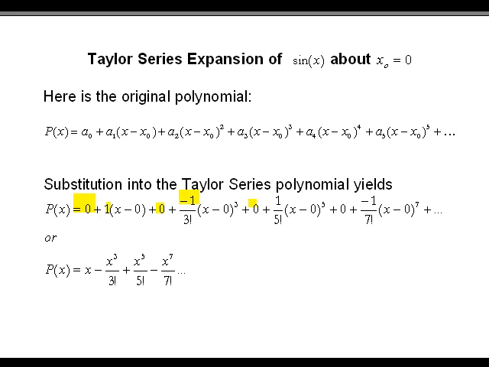For a4 you had a 0, so I just zeroed it out. For a5 you had 1, but it has to be divided by 5 factorial. a6 is 0, etc. So here's what it looks like. The polynomial expansion of sine x is x minus x cubed over 3 factorial plus x to the 5th over 5 factorial minus x to the 7th over 7 factorial, and it continues.